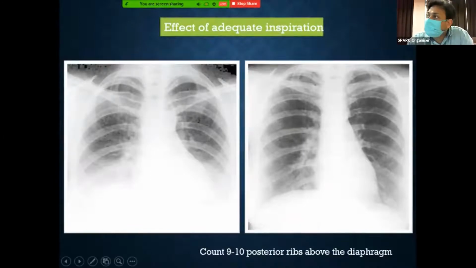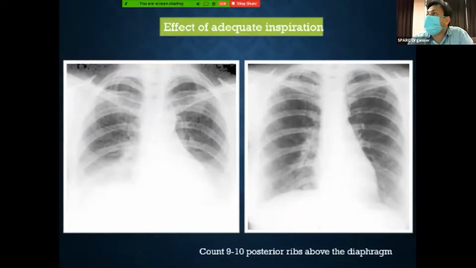And this X-ray is of the same patient, but here the inspiration is inadequate. So you can see the heart appears magnified. In the lower zones, there is some haziness, which we might misinterpret as some consolidation. The pulmonary vascular markings are quite prominent. So it is important to obtain a good quality inspiratory X-ray.